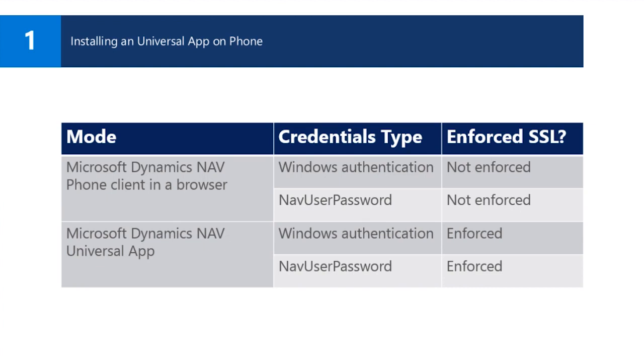If you want just to test Dynamics NAV phone clients, you can do it using a web browser, and in this case the security certificate is not enforced, but you will have some security risks. But if you want to use the Universal app, you must use a security certificate in all cases.